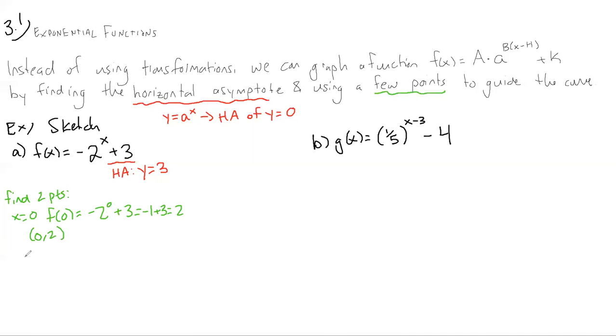And I'm just going to plug in 1. So f of 1 is -2 to the 1 plus 3, which is -2 plus 3, which is 1. So I've also got a point at 1 and 1. And what I'm telling you is that that's going to be enough to basically draw my graph.